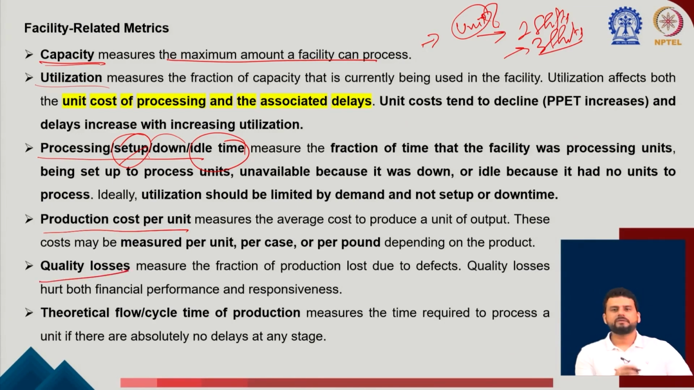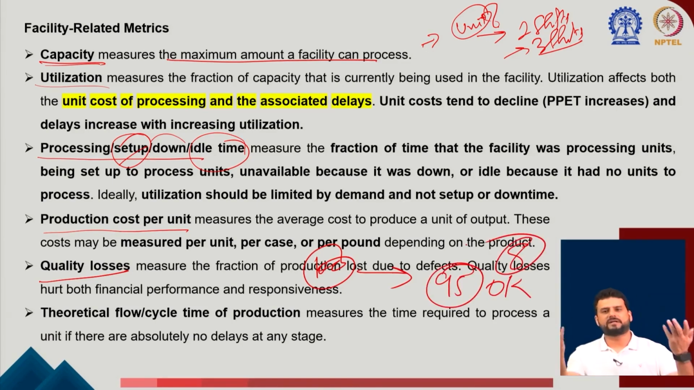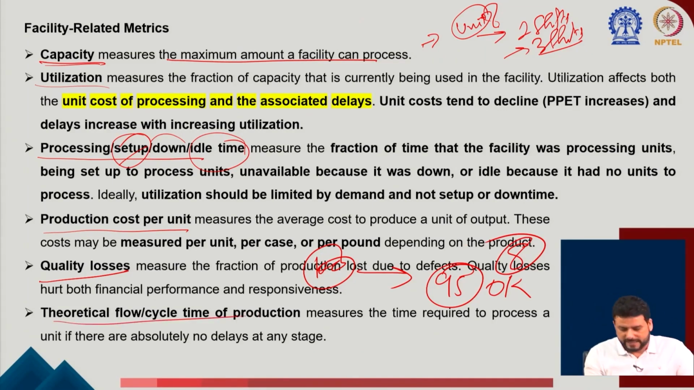Quality losses: I produced 100 products, but after inspection I got only 95 okay items, and 5 are rejected for different reasons, such as missing components, not operational, or safety related parameters compromised. Theoretical cycle time of the production: this is the pure time, considering that everything is going perfectly, and how much time is required to produce that product. Let's say to pack one product, you need maybe 30 seconds.